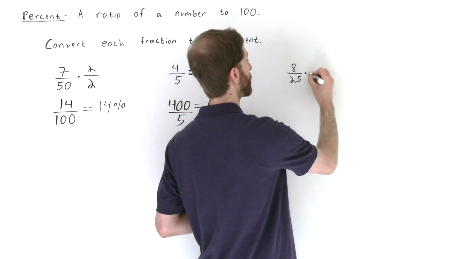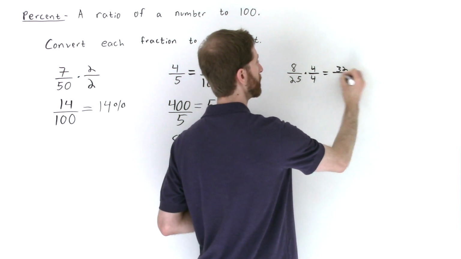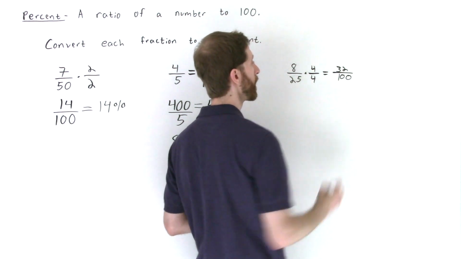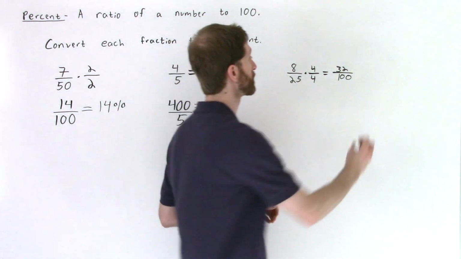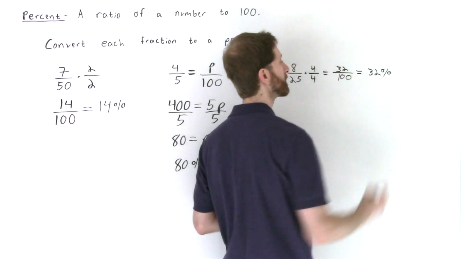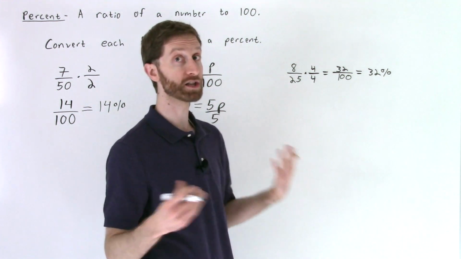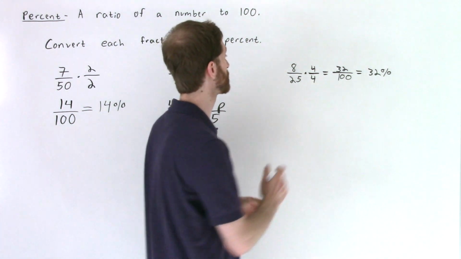So I'll multiply numerator and denominator by 4, and that gives me 32 out of 100, or 32 per 100, which is 32%. Again, I think this is the quicker way to do things, but proportions are sometimes taught as the only way, so here's how we do it with proportions.